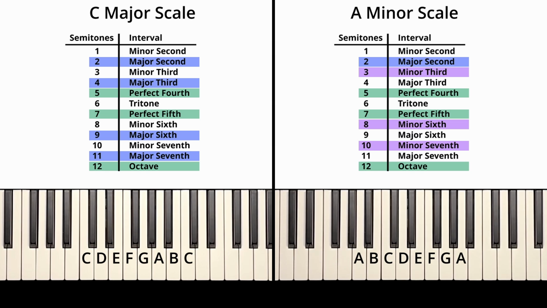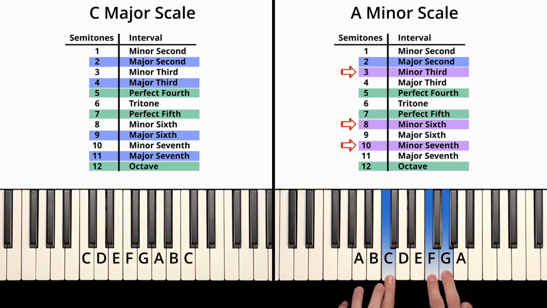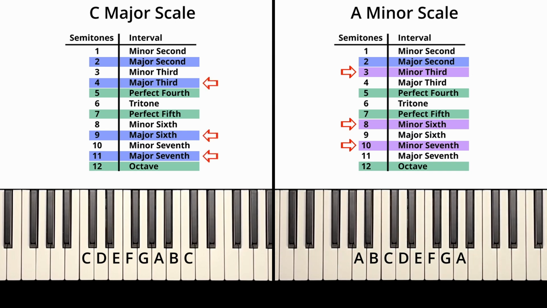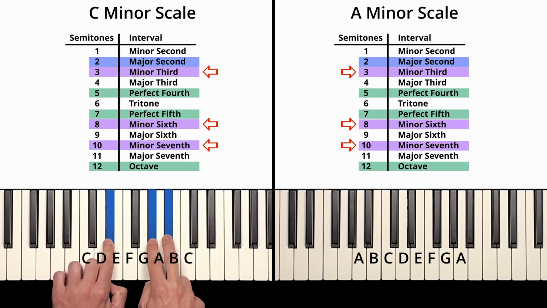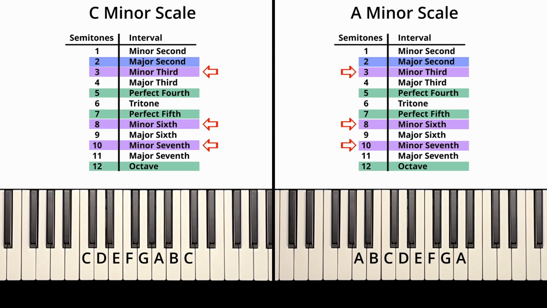So that's the whole difference between major and minor keys. In the minor scale, the 3rd, 6th, and 7th note are each a semitone lower compared to the major scale. This means that if we want to turn our C major scale into a C minor scale, all we have to do is lower these 3 notes by a semitone. So a C minor scale looks like this. Likewise, we can transform our A minor scale into major by raising these 3 notes.